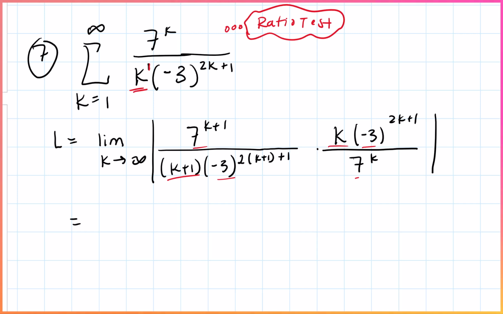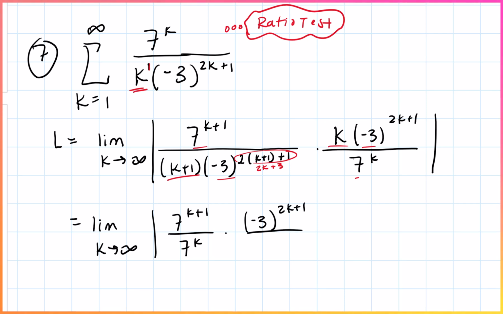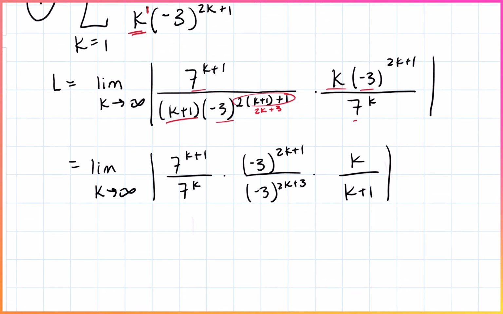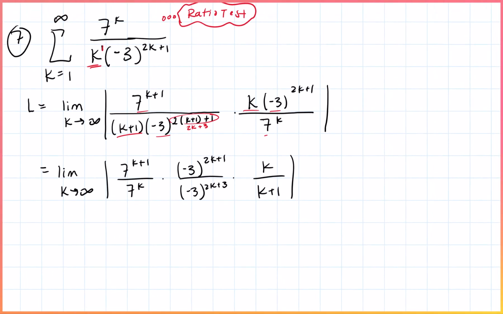Before I do that real quick, we've got 2 times k plus 1, plus 1. So this becomes 2k plus 2 plus 1. So this whole thing right here becomes 2k plus 3. So we're taking the limit as k is approaching infinity. I'm going to get a 7 to the k plus 1 over 7 to the k. I've got a negative 3 to the 2k plus 1 over negative 3 to the 2k plus 3. And I've got a k and a k plus 1. Okay, so that is how everything's going to group up, and lots of things are going to reduce.